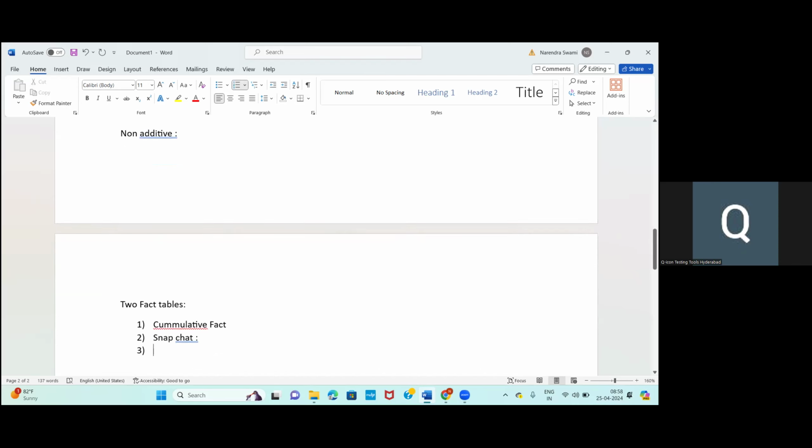Okay, snapshot. So, what is a cumulative fact table? It tells us what has happened over a period of time.